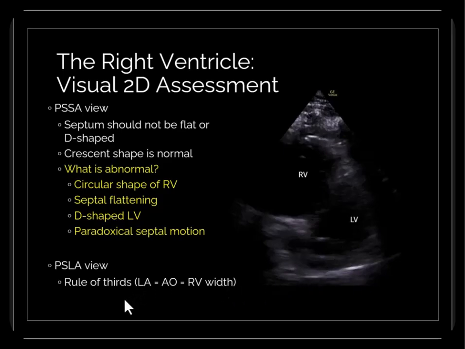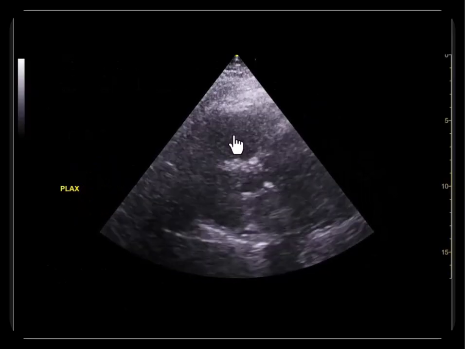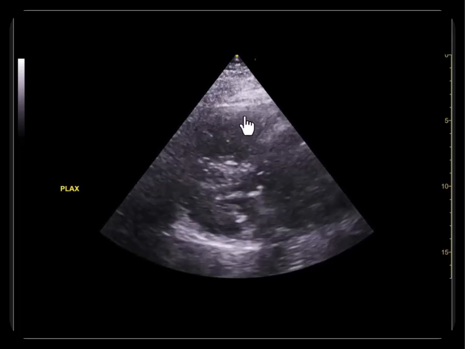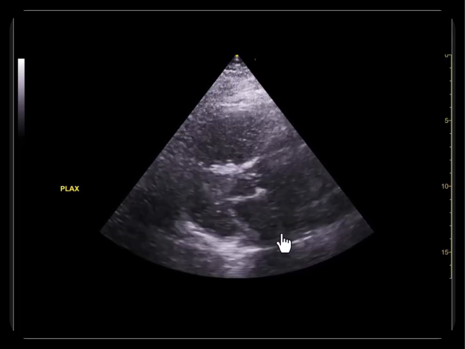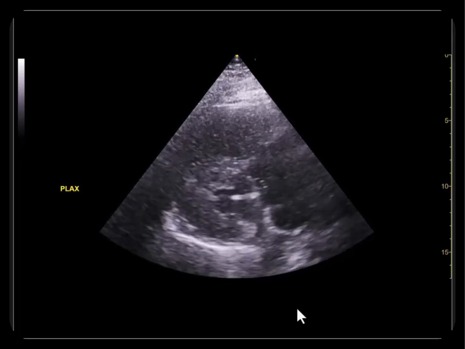The other view that you can review the right ventricle in, other than apical 4, parasternal short, or subxiphoid, is that parasternal long axis view. Remember, you can use the rule of thirds, where the diameter of the left atrium should be the same size as the aortic root, which should be the same size as the width of the right ventricle. Let's now take a look in the parasternal long axis window. What do you think of the width of the right ventricle as compared to the left atrial region and the aortic root? It's much larger.